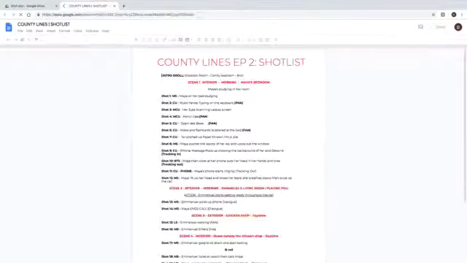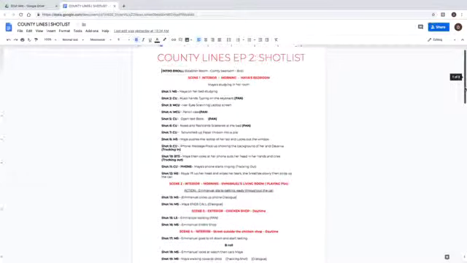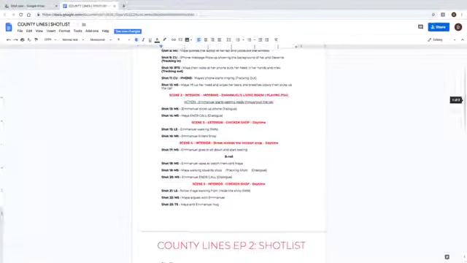Finally, in planning production, I made a shot list to give me, as a cameraman, an idea on the shots that I would want to get in each scene. This just made it easier and more organized, and less time was wasted when we were filming because of this.